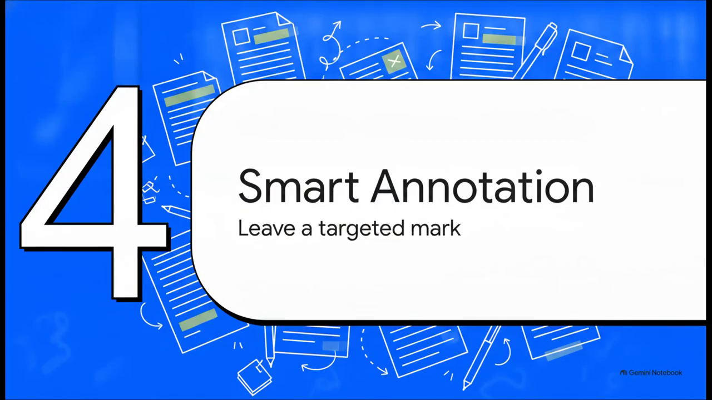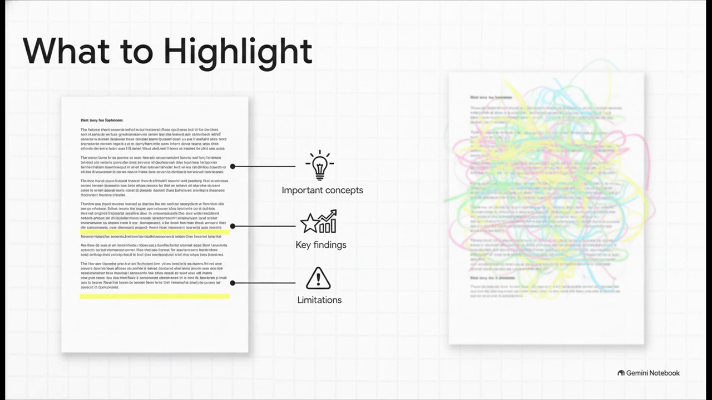All right, Section 4, Smart Annotation. This is all about leaving your mark without turning the document into an unreadable mess. Look, we've all seen those papers that are just absolutely drenched in neon highlighter. Don't do that. Do not highlight everything. Smart annotation is a targeted skill. It's not a coloring book.